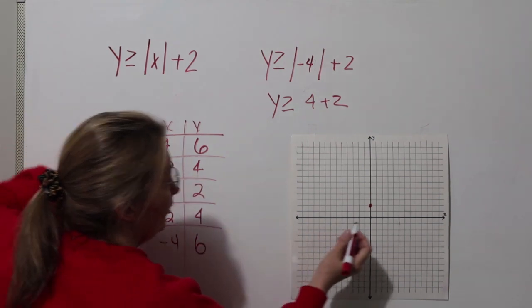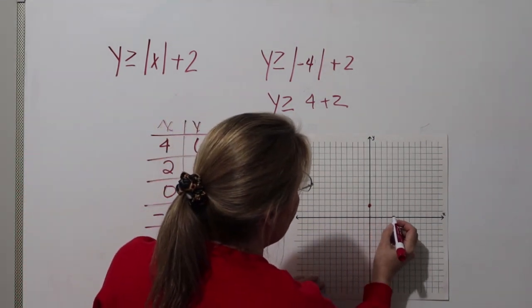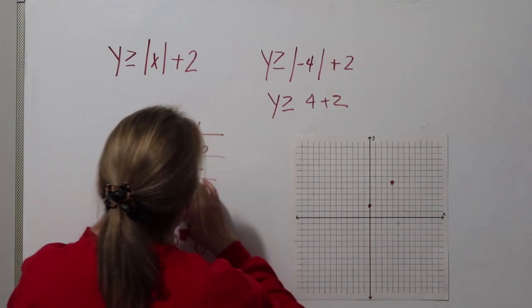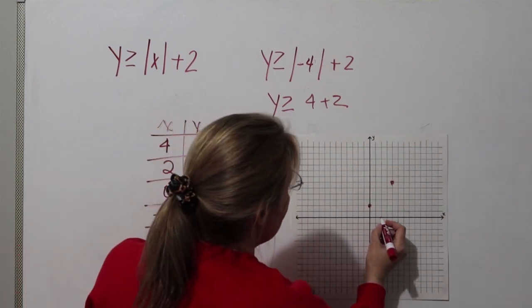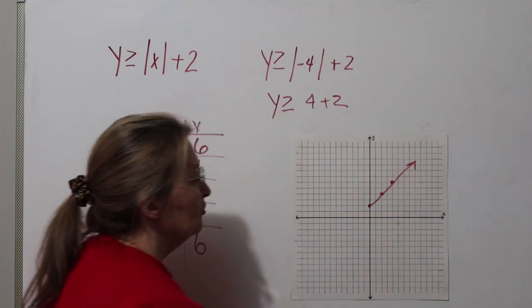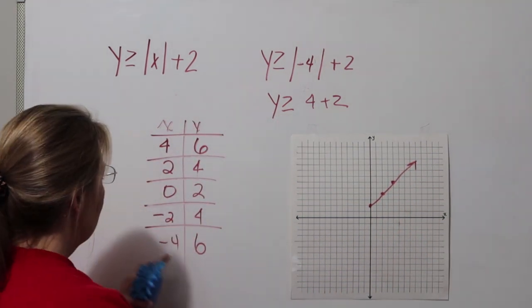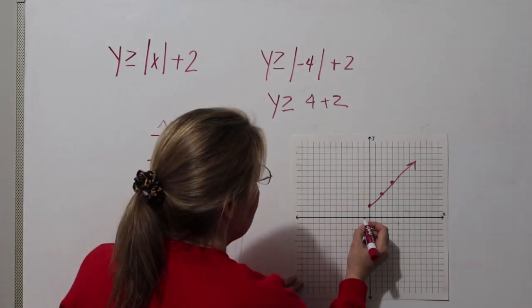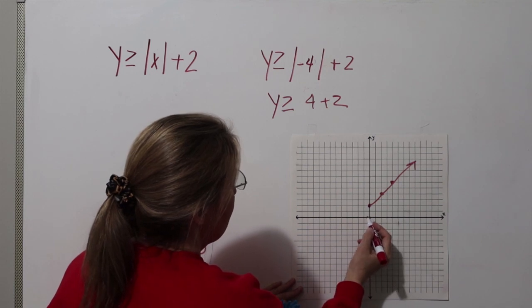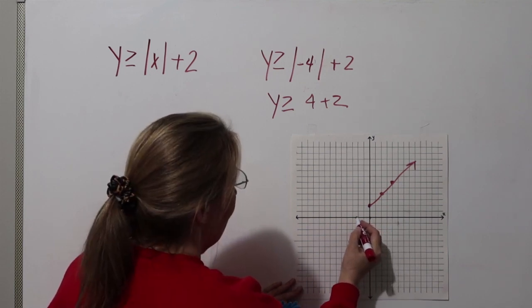I want to point at positive 4, 1, 2, 3, 4, and up 6, which is here. And I want to point at over 2 and up 4, which is here. And there's the right side of my absolute value. Now at negative 2, and go to your origin. You're graphing from the origin every time, not your vertex. 1, 2, and up 4.